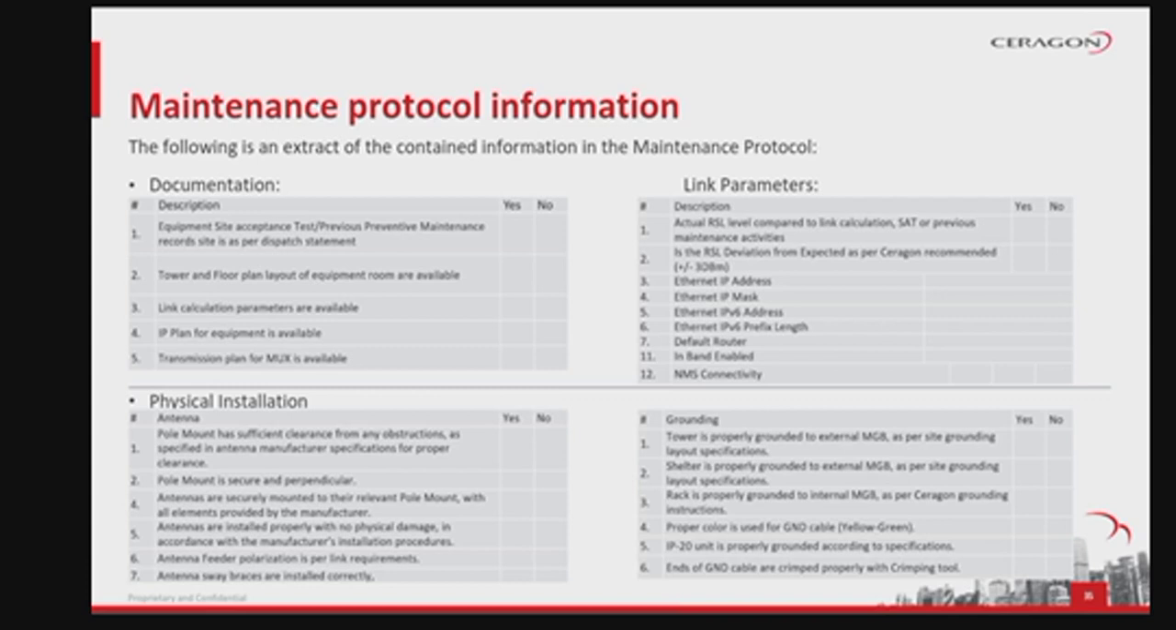Physical installation details about the antenna, pole mount, clearances, verticality and perpendicularity measurements, pole security, feeder system description, feeder polarization and antenna struts or sway braces. Grounding details for the site with checklist of the tower grounding or earthing plan, shelter and enclosure grounding, rack grounding, cable coloring and labeling and elements and cable grounding.